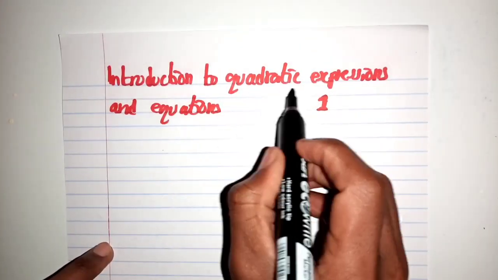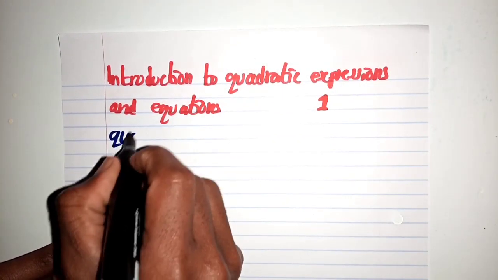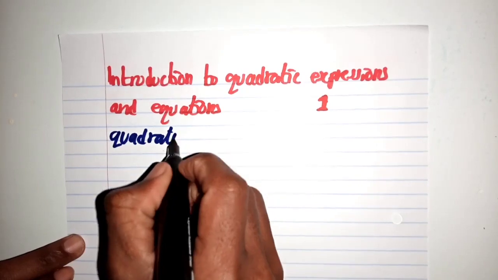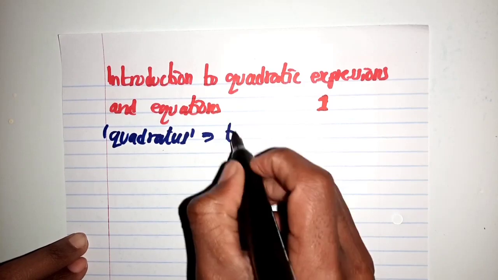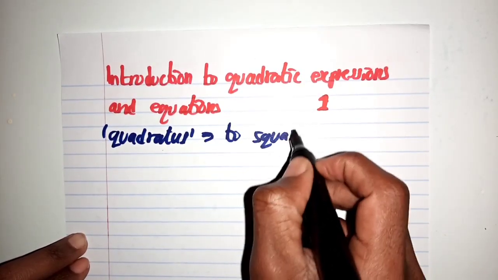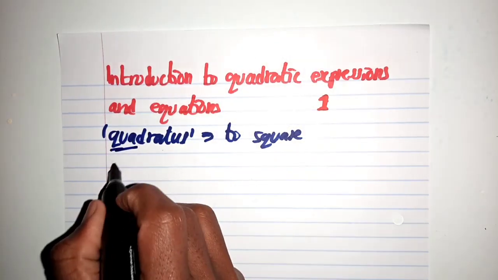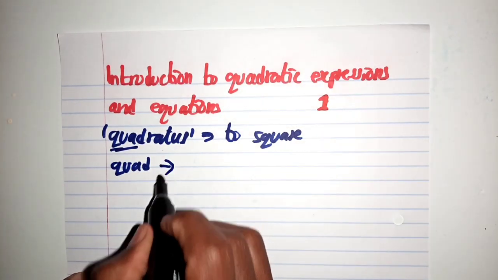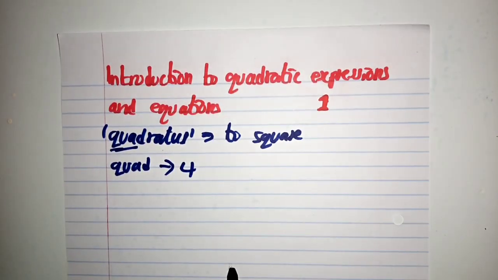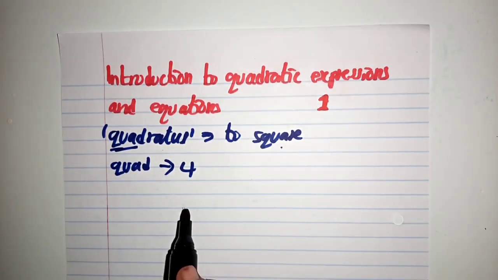So the word quadratic is derived from the Latin word quadratus, which means to square or to make square. The root of this word here is quad. In Latin, quad is a prefix which means 4. And because a square has 4 sides, then our explanation is okay. Now let's look at the following.